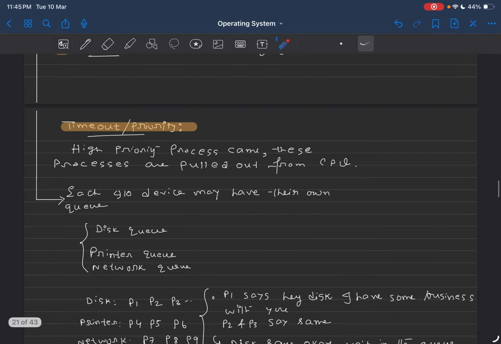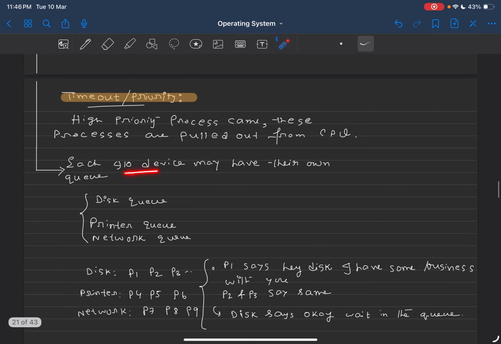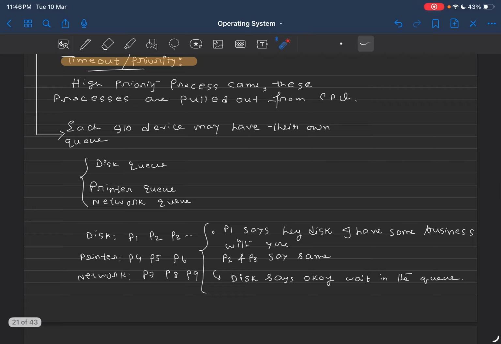I will be coming to this timeout slightly later. Let's come to this point. Let's say some processes are busy in IO operation. As a result, those are put into the block queue. Another piece of information is that each of the IO devices may have its own queue. I will be explaining the reason shortly. There might be a disk queue, there might be a printer queue, there might be a network queue. So why does every IO device maintain its own queue? The reason is, let's say there is a disk.